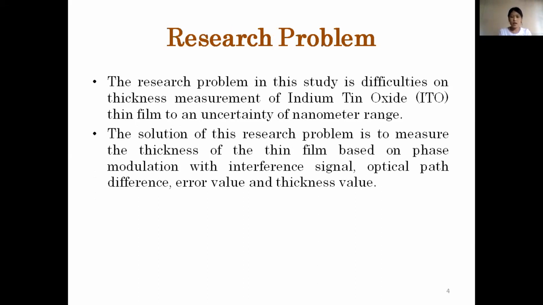The research problem is the difficulty of thickness measurement of indium tin oxide thin films to an uncertainty in the nanometer range. The solution is to measure the thickness of the thin film based on phase modulation with the interference signal, optical path difference, error value, and also thickness value.